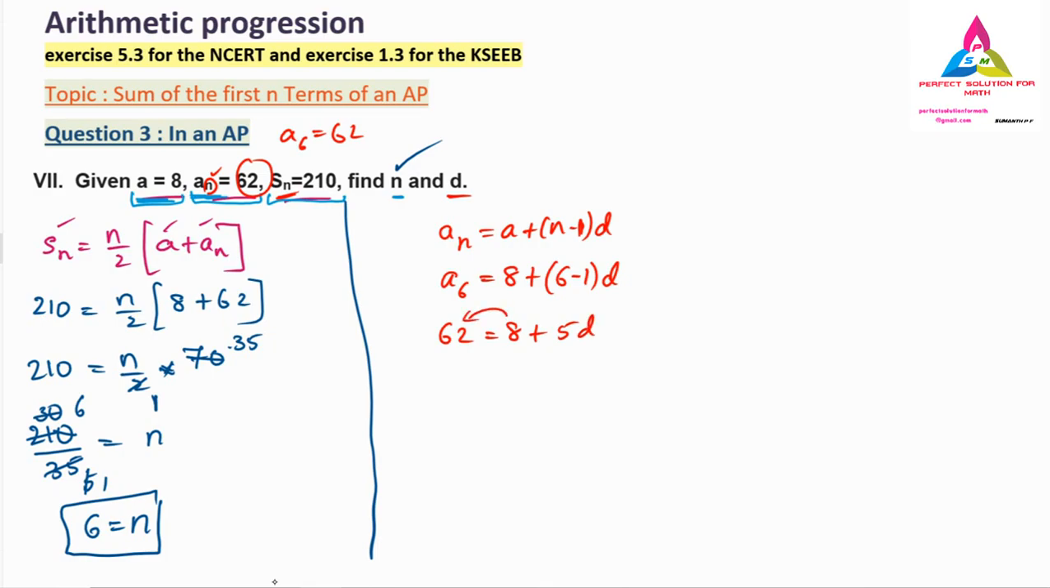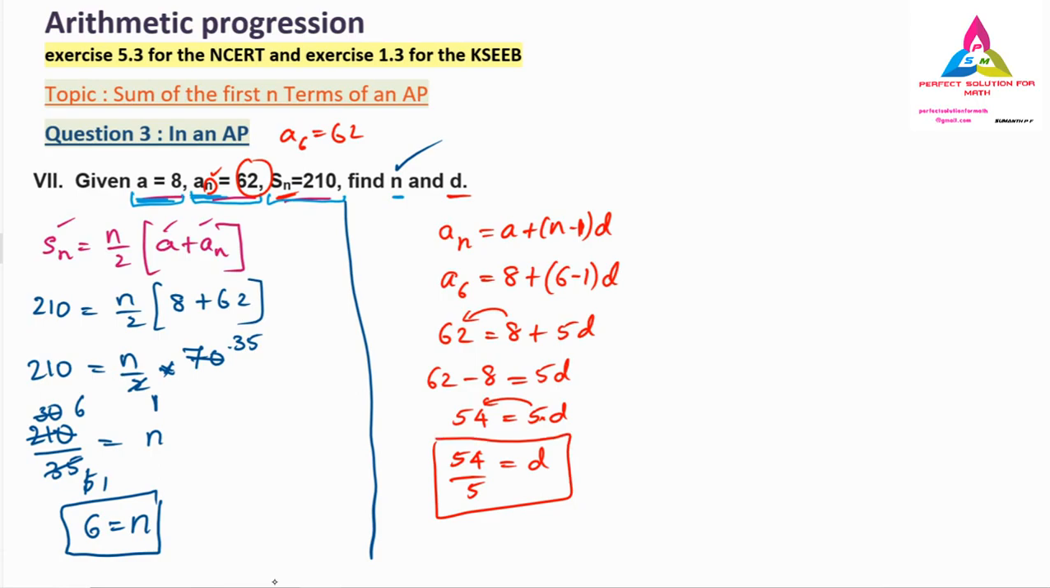Now this 8 we have to shift, this 62 minus 8, the 8 is positive, so when you shift it, it will be negative 8 now. So 62 minus 8 is nothing but 54, that is equal to 5d. So d we have to keep, this 5 we have to shift, it is multiplication in between, so it will divide. Is further simplification possible? No, because it is not possible: the denominator we have is 5 and on the numerator the last digit is 4, so we can't cancel this. If we cancel, we are going to get a fraction value. You can cancel that, or you can keep it like this only.